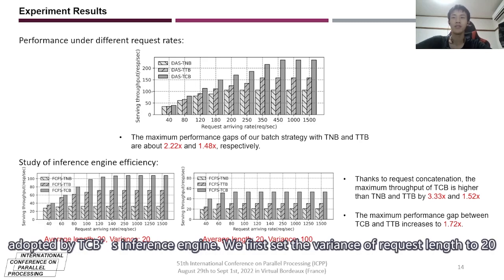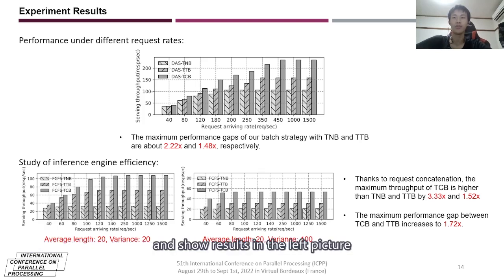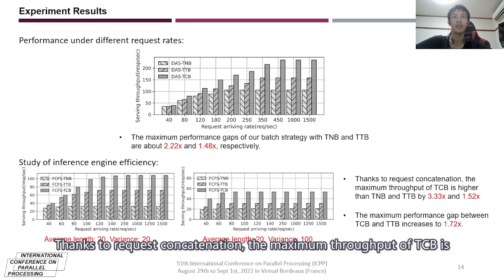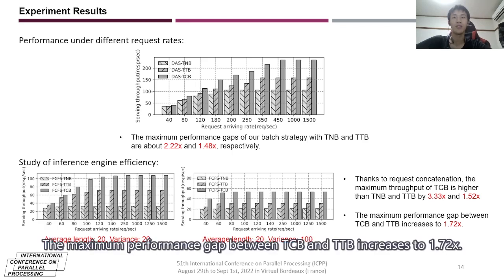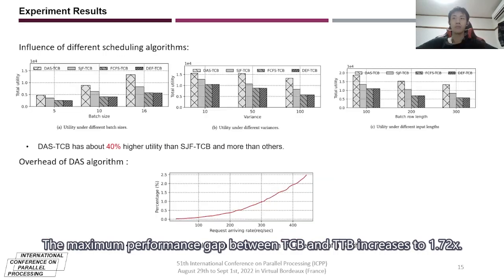We first set the variance of request length to 20 and show results in the left picture. Thanks to request concatenation, the maximum throughput of TCB is higher than TNB and TTB by 3.33 and 1.52. The maximum performance gap between TCB and TTB increased to 1.72.